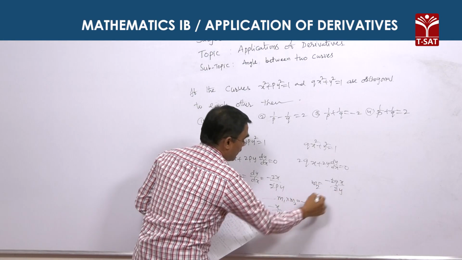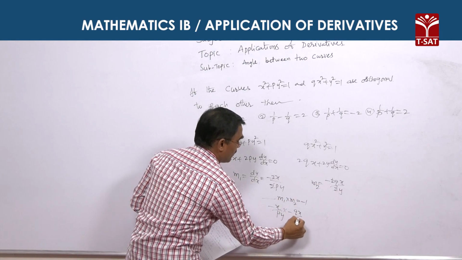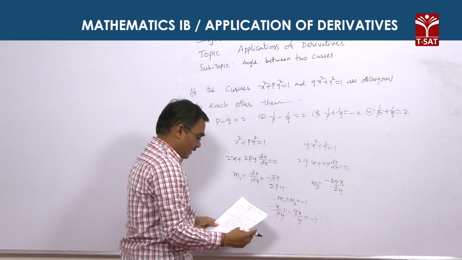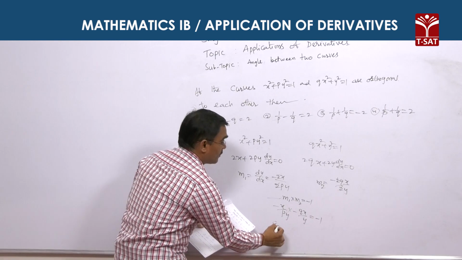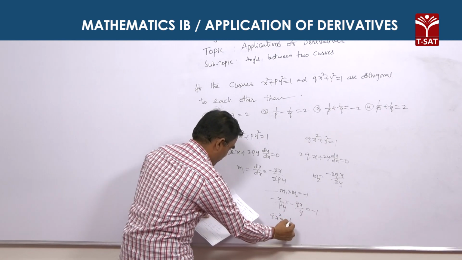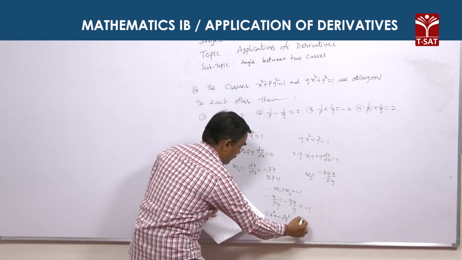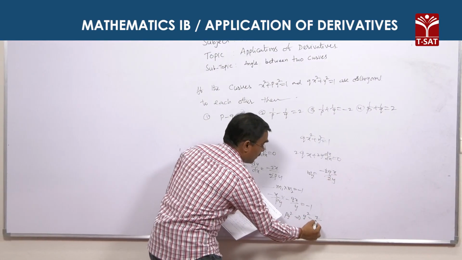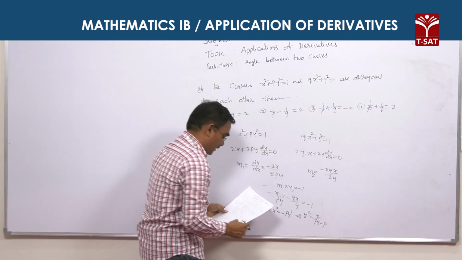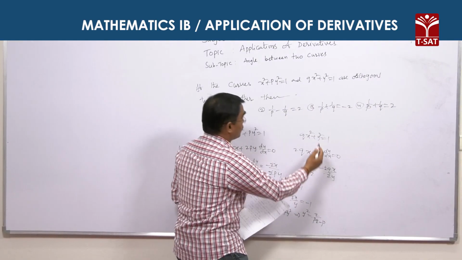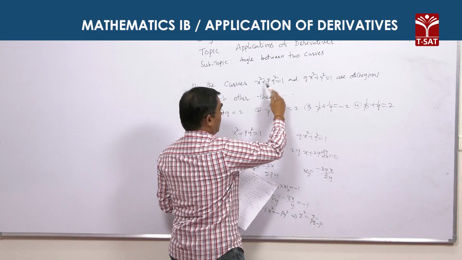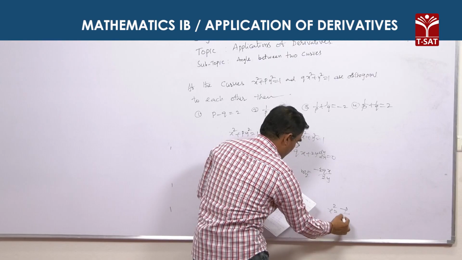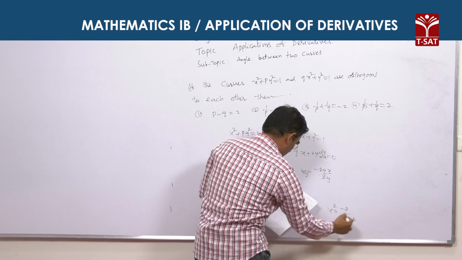Minus qx by y is equal to minus 1. Simplifying, qx square is equal to minus py square. From this we find y square is equal to q by (pq minus 1). Substituting the y square value in the first curve, we get x square is equal to minus p by (pq minus 1).